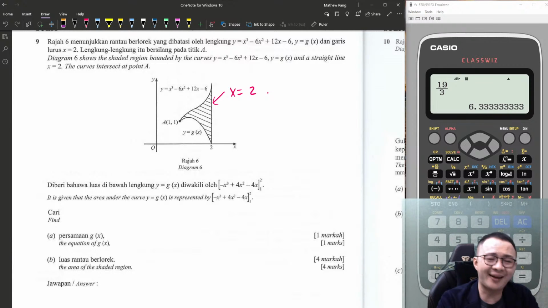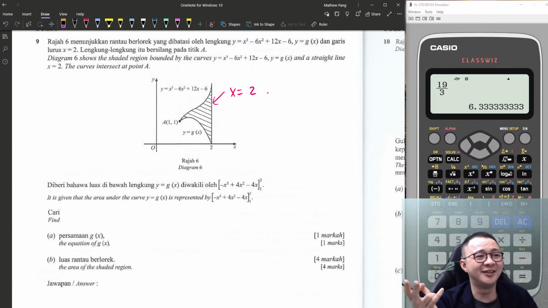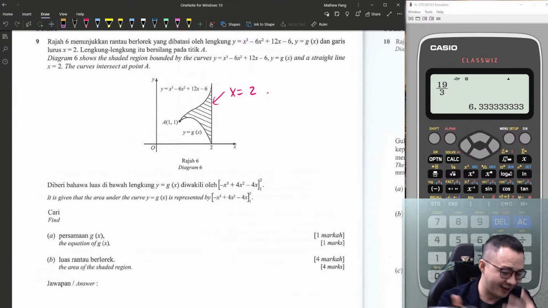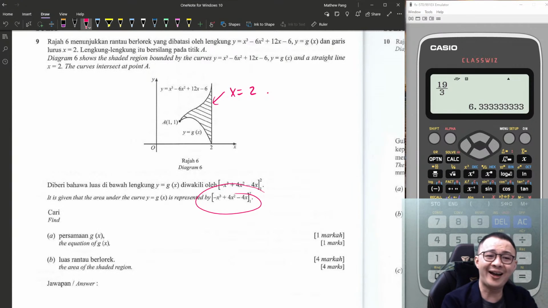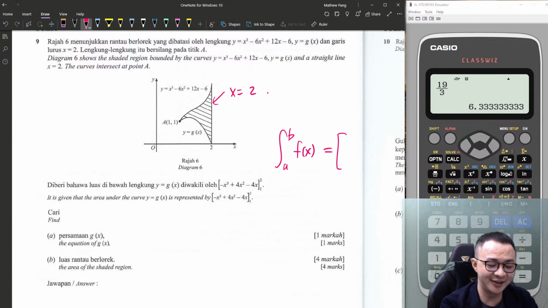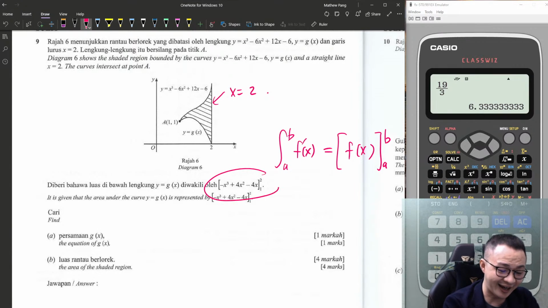Okay, so this pattern I would say is not common in SPM Add Math. Why? Because if you see carefully, this is what happens after we integrate. We draw this kind of bracket, right? Remember, if we integrate something from a to b, let's say we integrate f prime x, then basically we are getting back f(x), and then a and b at the back. So you can see this is exactly that pattern. We draw a bracket and then write 1 and 2 to represent from 1 to 2.